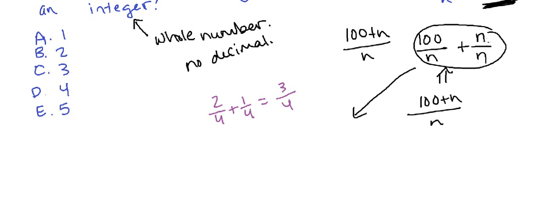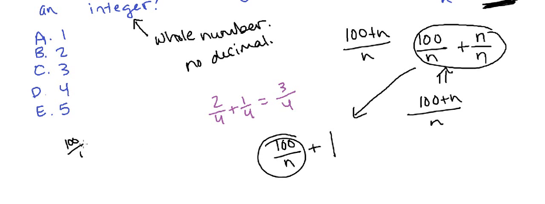Okay, so now what is n over n? This could be another property of integers problem. Any number over itself is just 1. So this is essentially 100 over n plus 1. So 1 is an integer, and anytime you add an integer to an integer, the answer is going to be an integer. So now all we really need to do is plug in these values and figure out when this part is not going to be an integer.